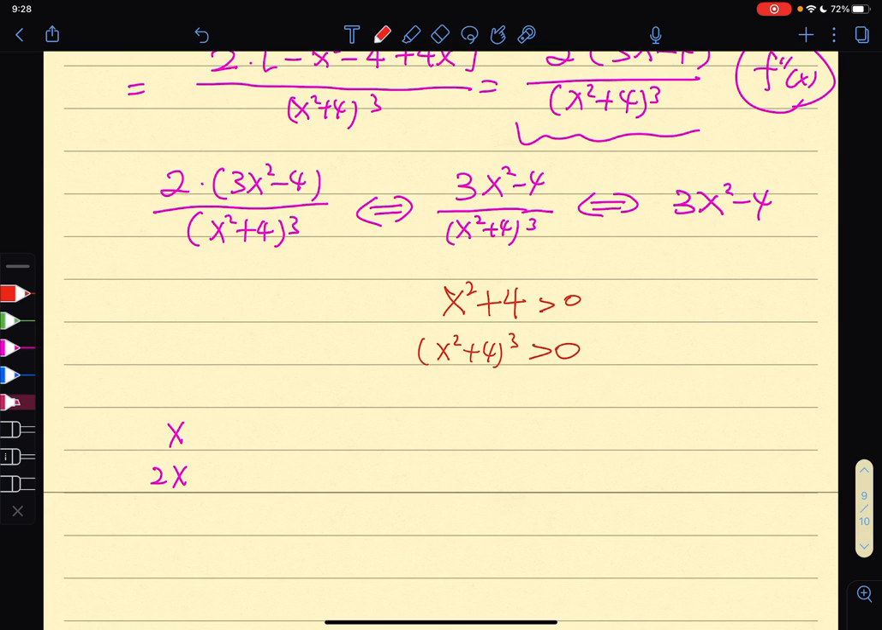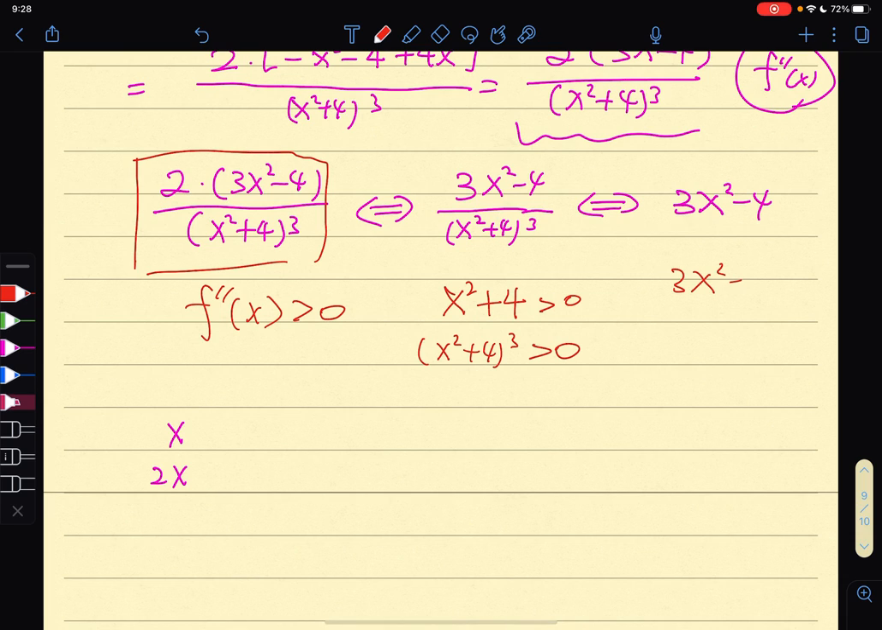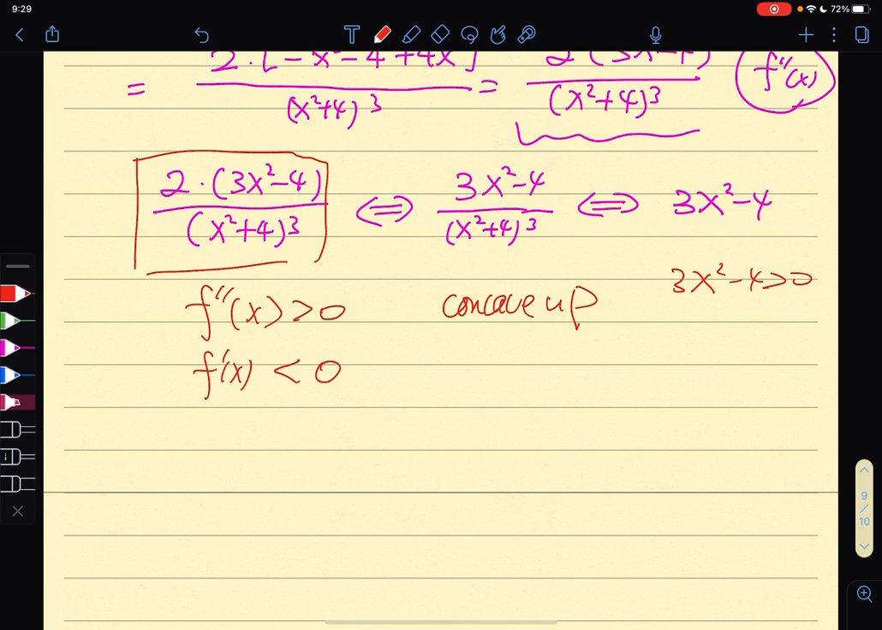So that is to say, if you want your second derivative to be positive, then you want 3x squared minus 4 to be positive, because they always share the same sign. By the way, this is concave up. And along the same line of thinking, if you want the second derivative to be less than 0, it means your function is concave down, that is to say the sign of 3x squared minus 4 is less than 0. So 3x squared minus 4 is the key factor.